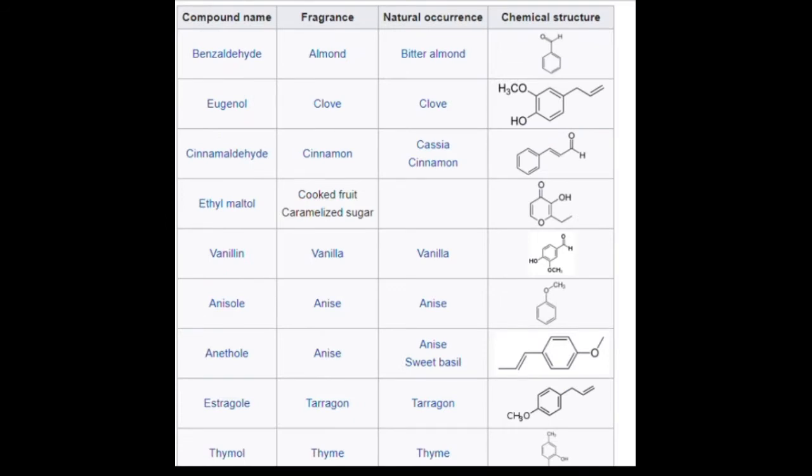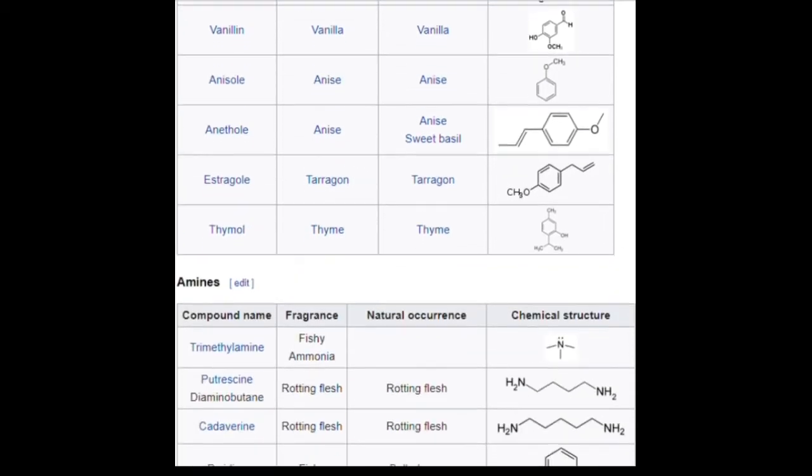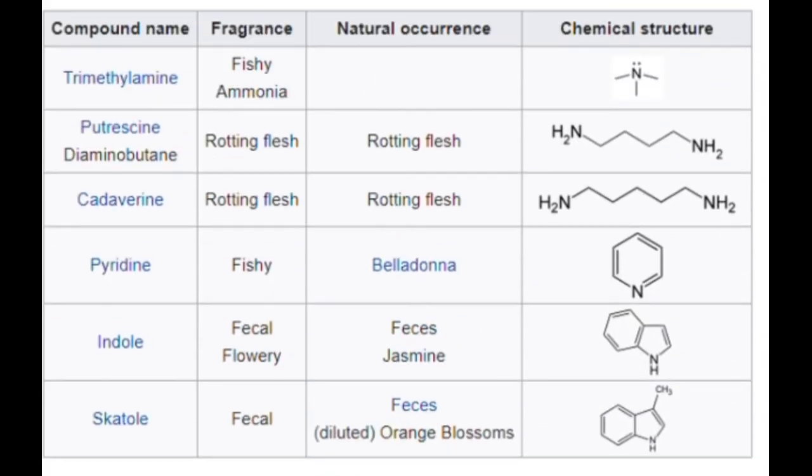Here's some of those different aromas that you recognize very quickly. Cinnamon, vanilla, anise, thyme. And here's a lot of those smells you would rather not smell. Fishy ammonia, rotting flesh, and feces. Somehow, feces and flowery go together. So all of these different chemicals are going to be called the odorants.